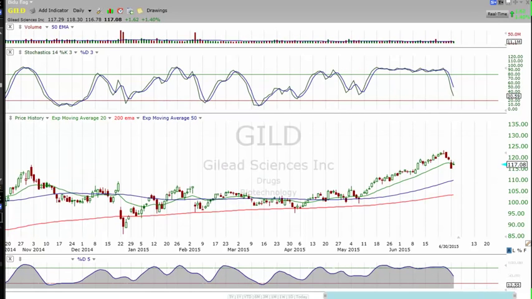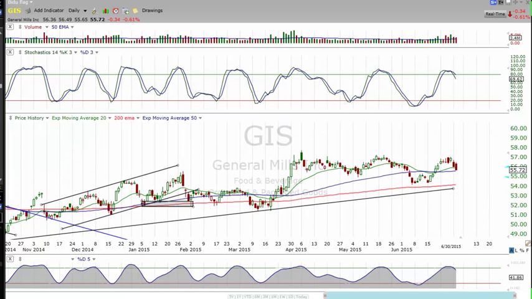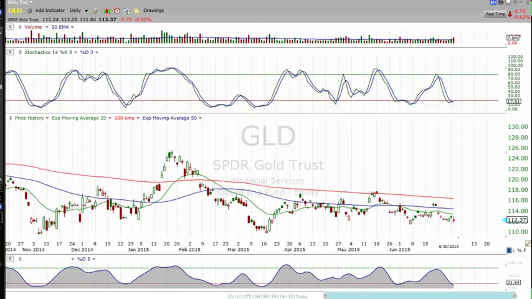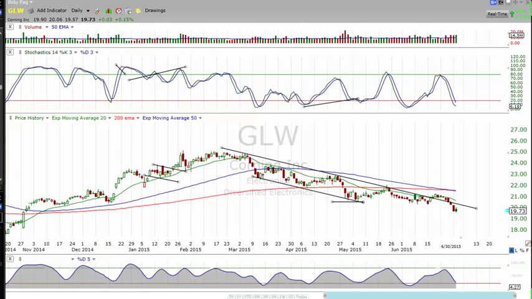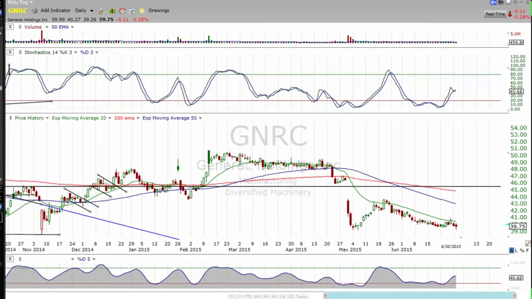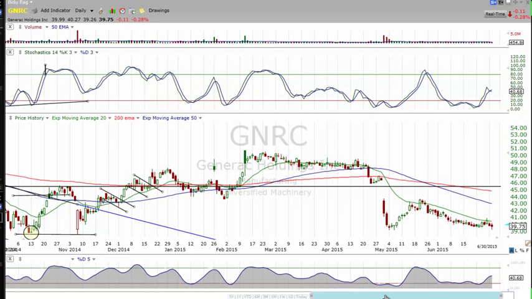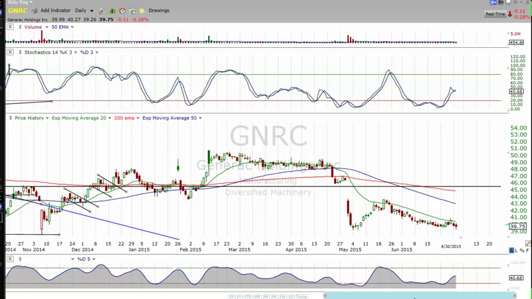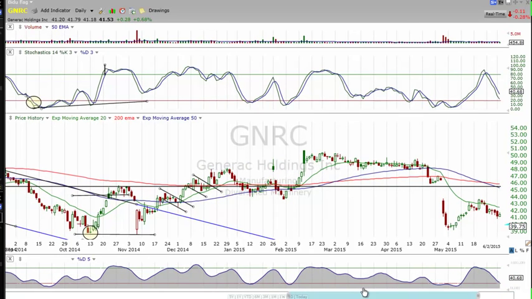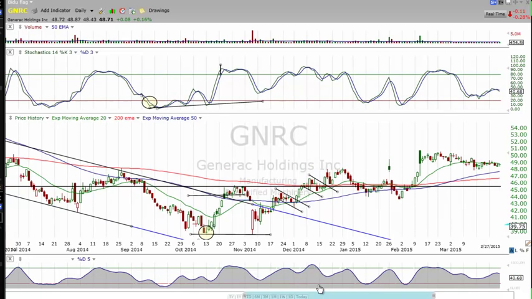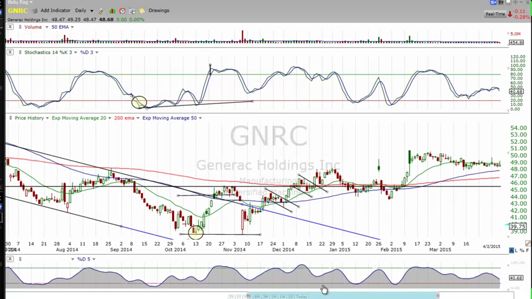General Dynamics was flagging out. Gilead flagging out. General Mills, again, earnings out tomorrow morning. Gold has been weak. Corning's been weak. Generac, waiting for the first hurricane of the season. Generac is generator sales. We've traded this successfully during Sandy. I did a whole article on generators back whenever Sandy was.